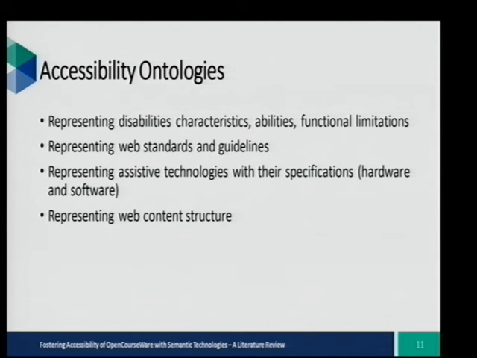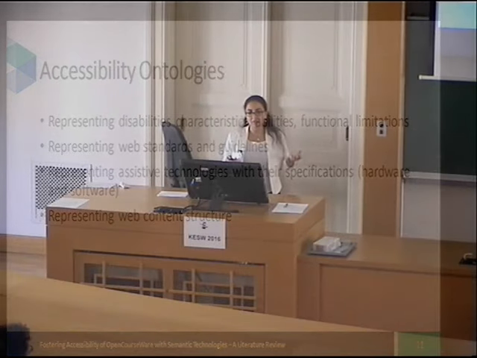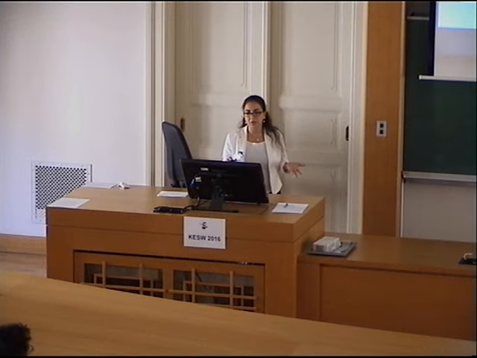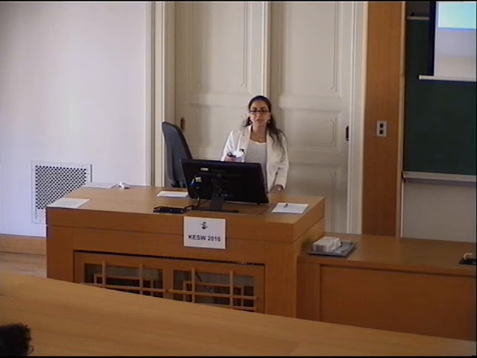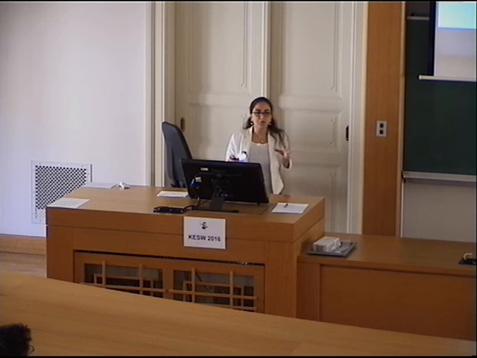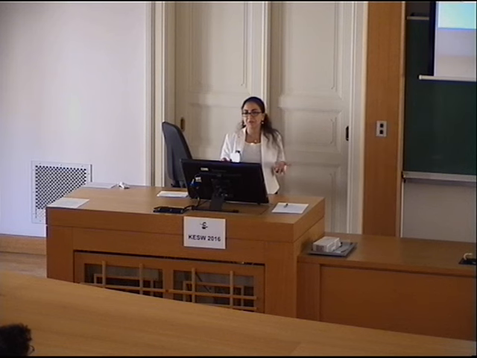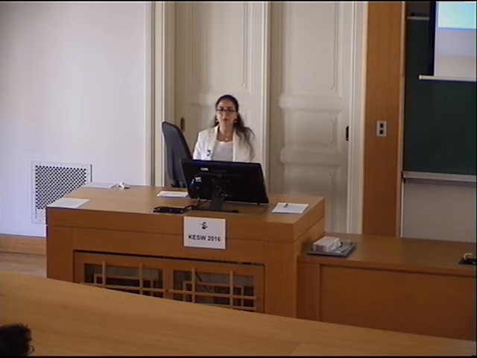There are other ontologies that are made for the web standards and guidelines. Others describe the assistive technology. Assistive technology is like the devices used especially for people with disabilities, like screen readers or braille software or hardware. And finally, there are some ontologies made on web content structure, which are used to restructure or reformat the web page to make it more accessible. These are the main categories we found ontologies about.